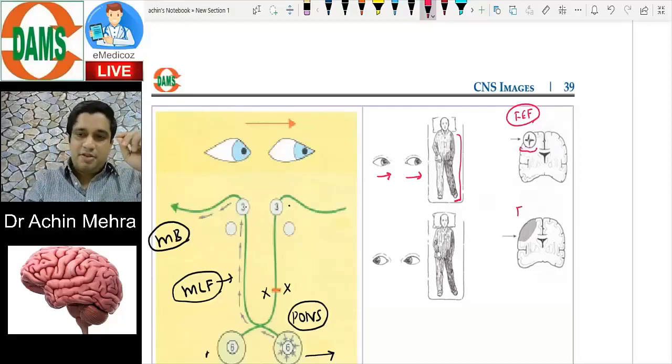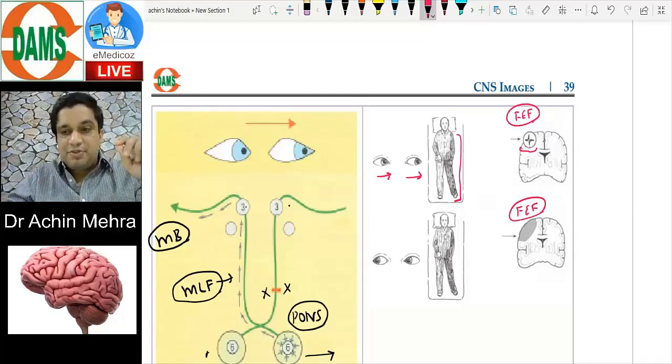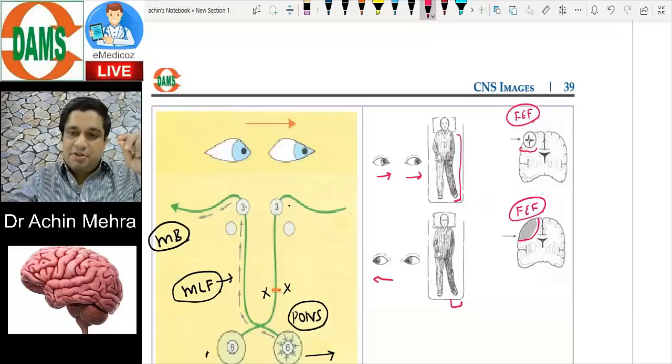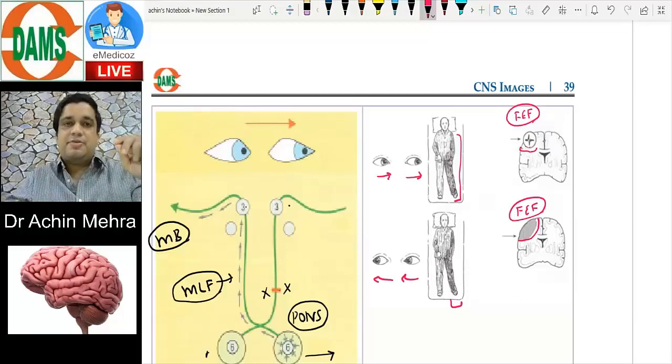While on the other spectrum, if the patient had a lesion in the frontal eye field this time, and that was a destructive lesion like an infarct, again the patient will have contralateral hemiparesis, but this time the eyeballs will move towards the lesion. Okay.